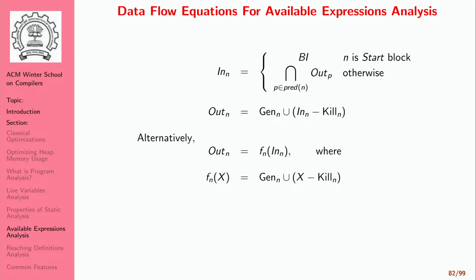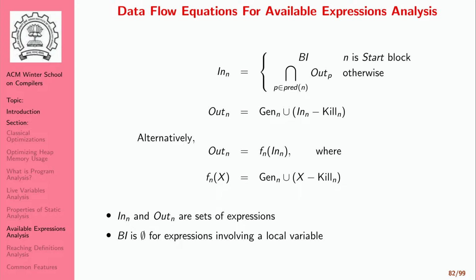They are constant. There are some interesting analyses where gen and kill are not constant. Examples of these analyses are constant propagation, strongly live variables analysis, or pointer analysis, heap reference analysis that we saw in the morning. These are the analyses that are more advanced. The analyses that we are looking at are the simplest of the analyses. Okay, so this is the form of data flow equation, and here in n and out n are sets of expressions, and boundary information is empty set for expressions involving a local variable.